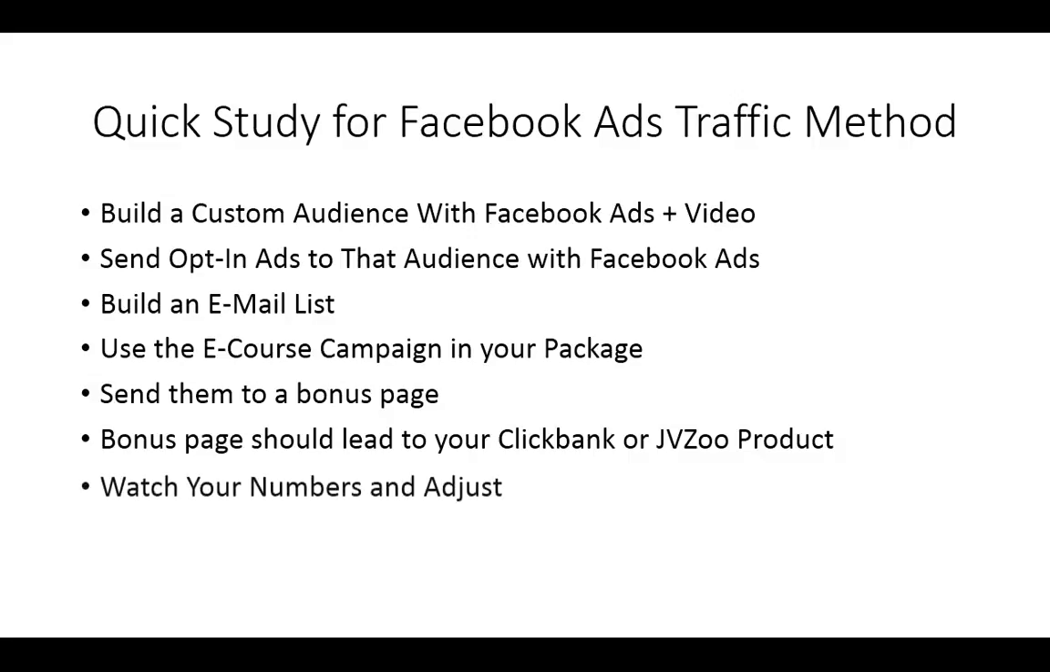What you want to do is start watching your numbers. You want to see how many people of your custom audience are responding to your Facebook ads. If you're not getting any response there, that's where you want to start fixing. If you're building a list and you can't get that list to click through to your email campaign, then you need to fix your email campaign. If you're sending people to a bonus page but they're not getting to your offer, then you've got to work on your bonus page. If you get them to your product and they're not buying, then you've got to work on your copy.